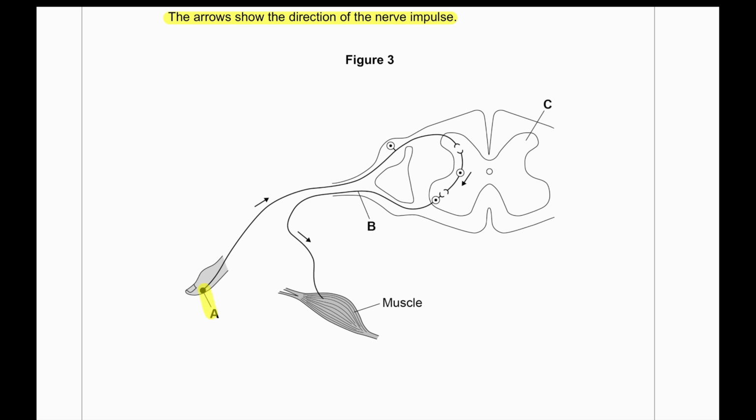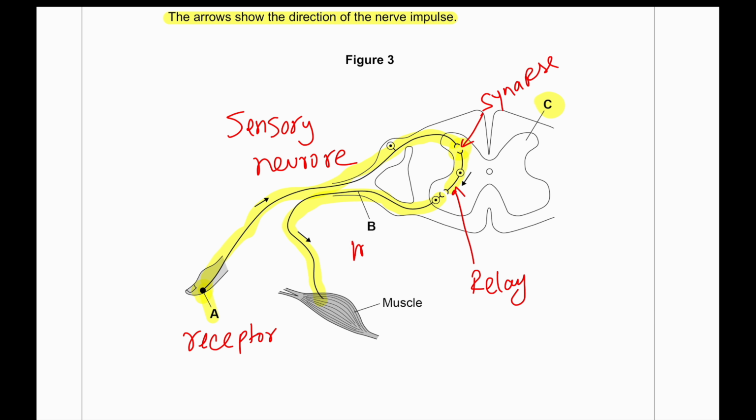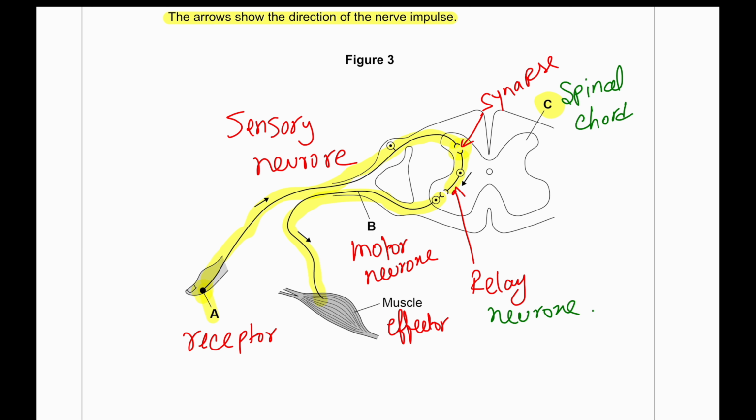So from A, which is the fingertip, the impulses travel through the sensory neuron. Now in the synapse, the impulse is then transferred into neurotransmitter. They cross this particular gap as a neurotransmitter, as a chemical, then go to the relay neuron in the spinal cord. C is the spinal cord, and then it goes to the motor neuron into the muscle, which is the effector. Let's label it. B is the motor neuron and the muscle is the effector, whereas C in this case is the spinal cord.